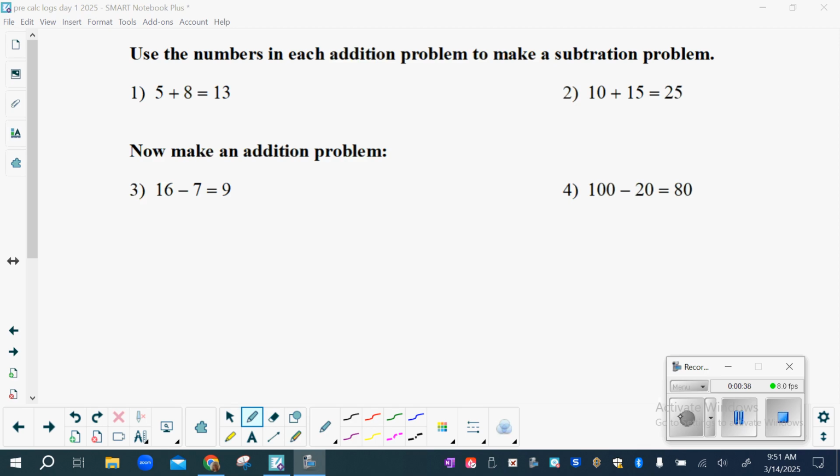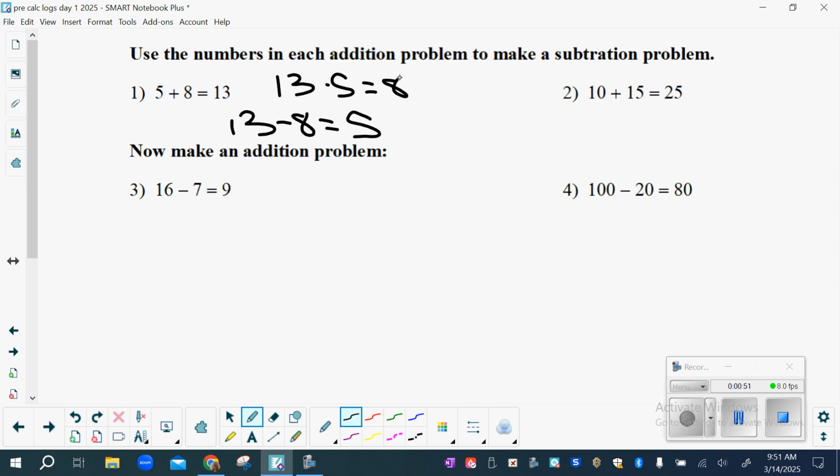Okay, you got some fact families for me. Did you do 13 take away 8 equals 5? Or you could have even done 13 take away 5 is 8. And let's take a look at this guy on the bottom. I could say 7 plus 9 equals 16.